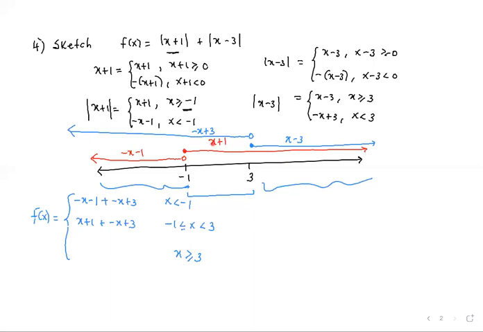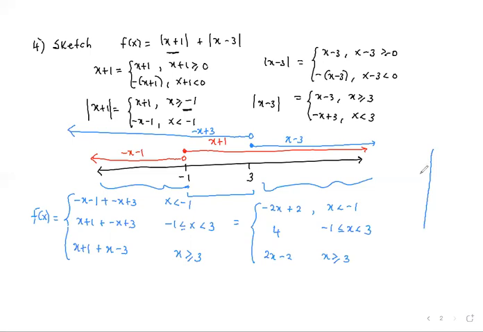Now this red line is coming from the function -x minus 1, and the blue one is coming from the function -x plus 3. You add the functions because they are being added. When you look at the second region, from -1 to 3, we have this red line and this blue one. Red is now x plus 1, and the blue remains -x plus 3.